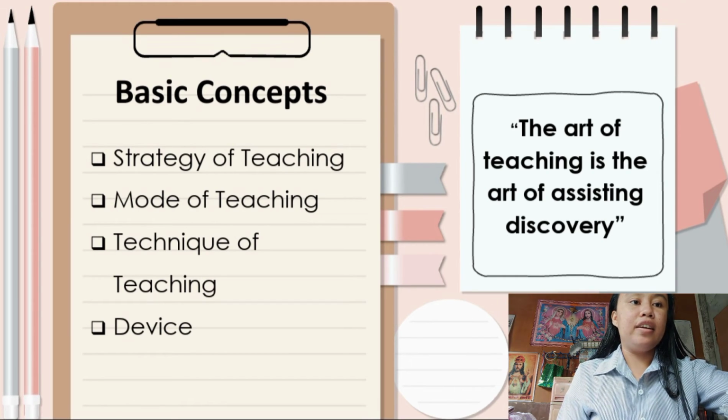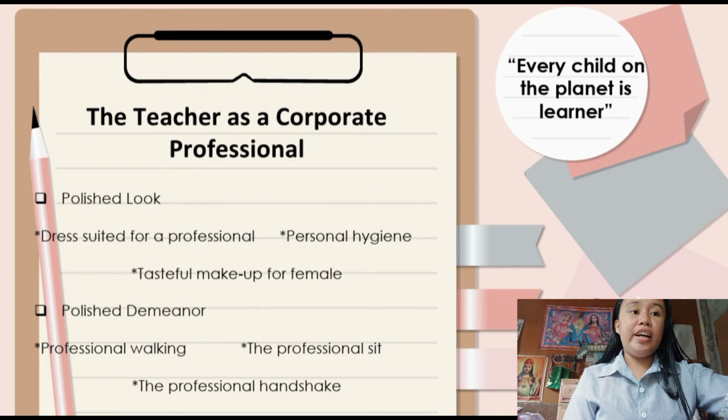Next is the teacher as a corporate professional. The teacher as a corporate professional must have a polished look, polished demeanor, polished language. So, polished look, it must be professional dressing, tasteful accessories like the jewelries, bags, and shoes. And the makeup for female. And lastly, the personal hygiene.